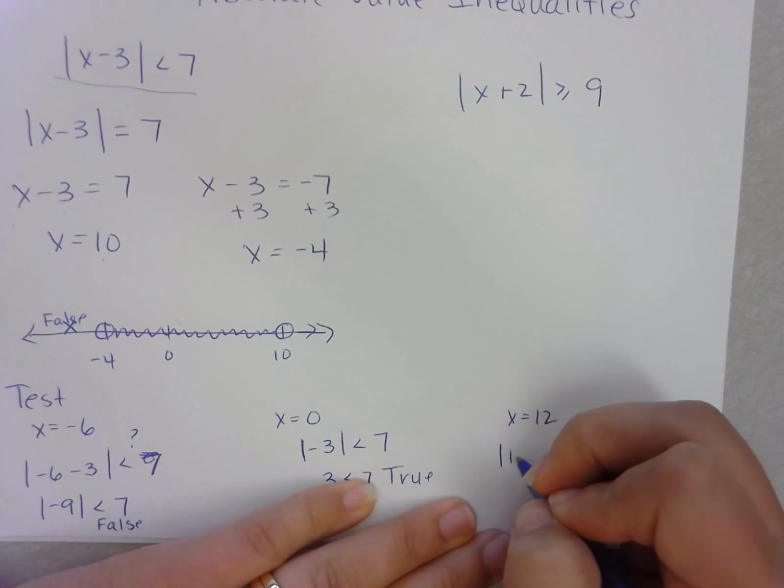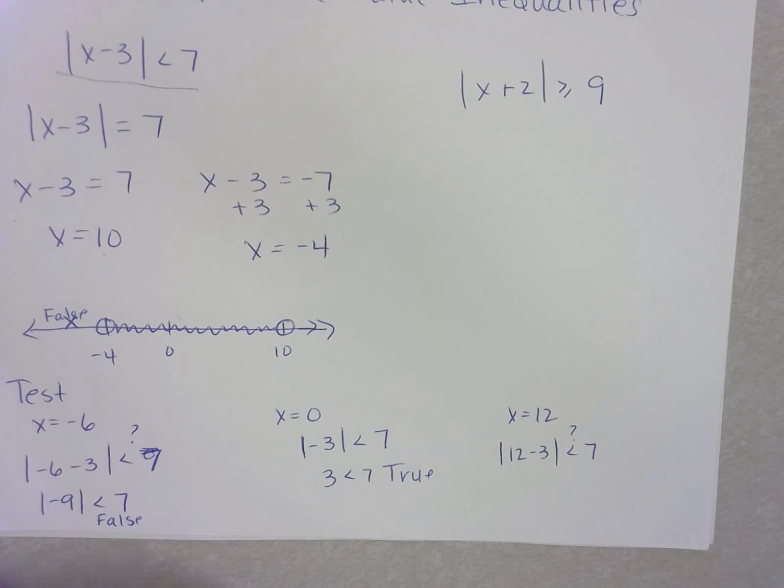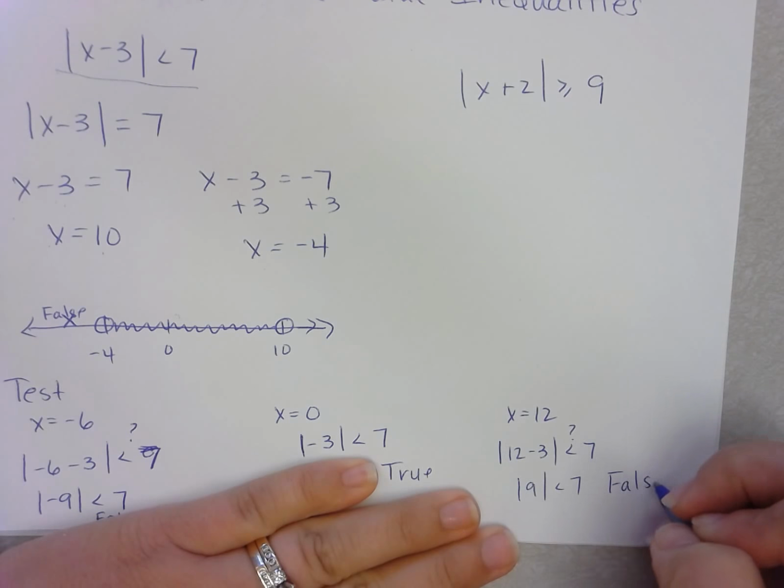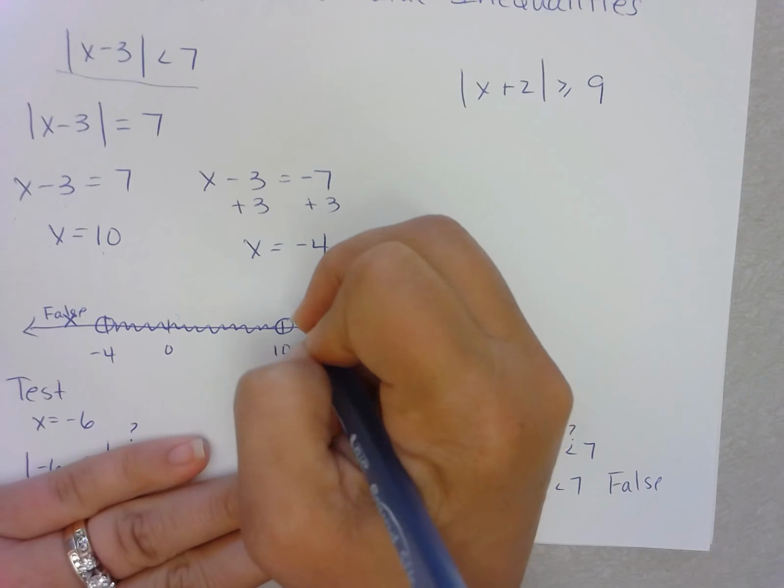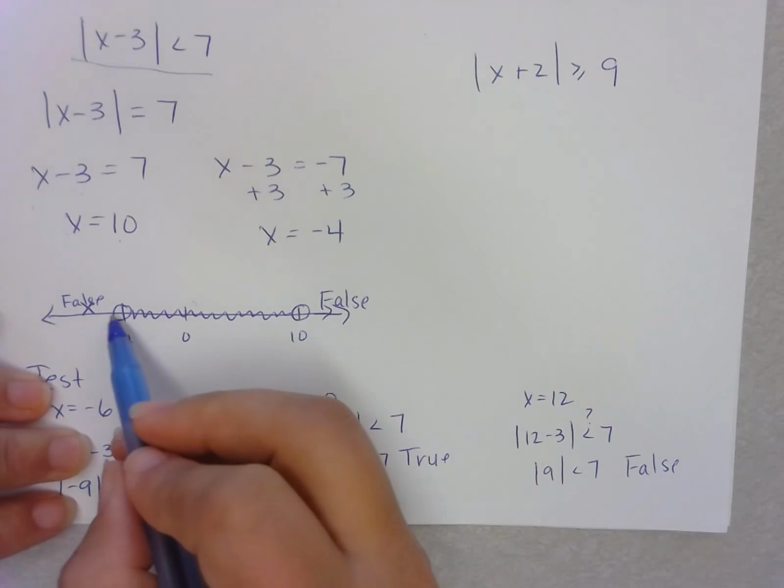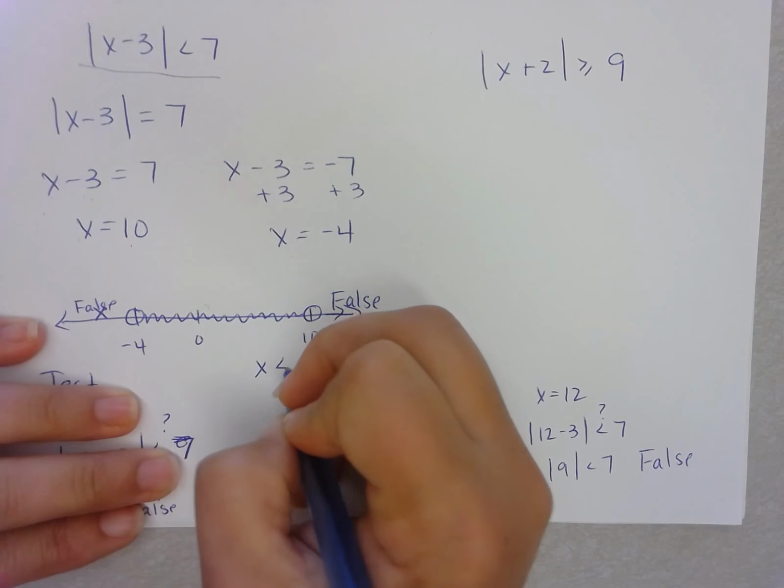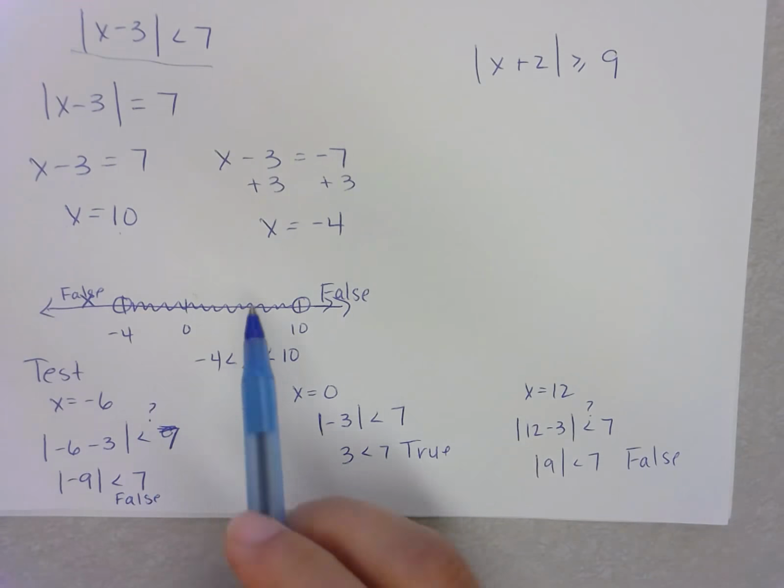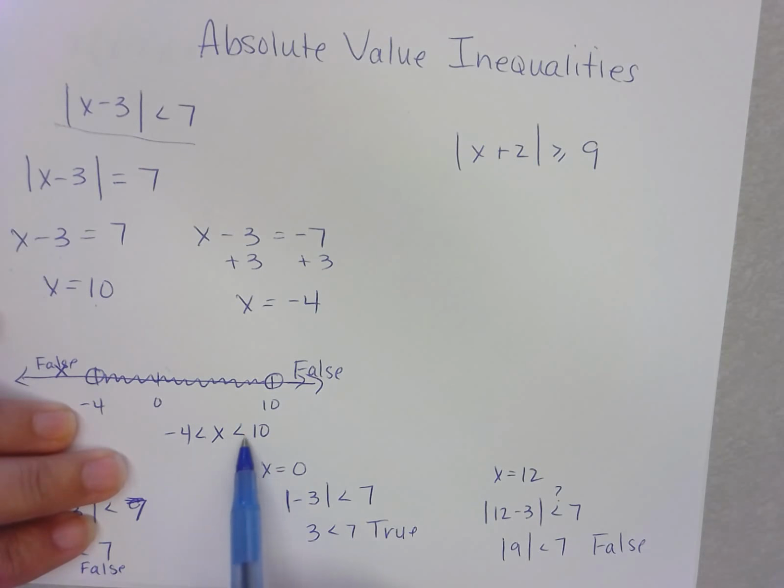So I have the absolute value of 12 minus 3 is less than 7. Is that true? I get the absolute value of 9 is less than 7, which is a false statement, right? 9 is definitely larger than 7. So this is also false. So my inequality, when it's written like this, I can write it as x is between 10 and negative 4. Now I don't use the equal signs because this original one didn't have the equal, right? So I'm not going to use them here.